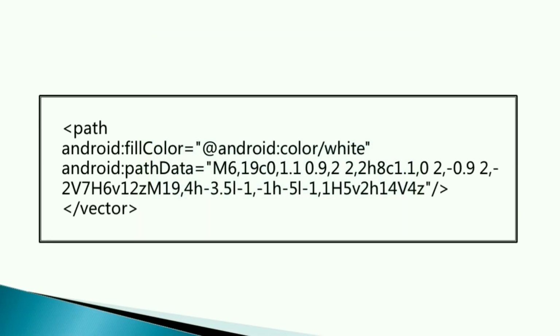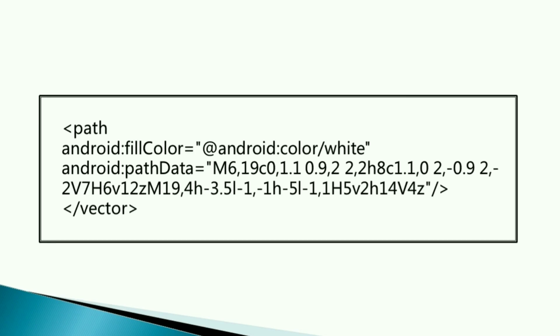We have added element path. A path provides the outline of a shape which can be filled with color. This shape is created as SVG. SVG is a file format for vector graphics and stands for Scalable Vector Graphics. It consists of straight line segments and curves. We have added attributes fill color of namespace Android. It specifies the color used to fill the path. We have provided Android system color constant white.